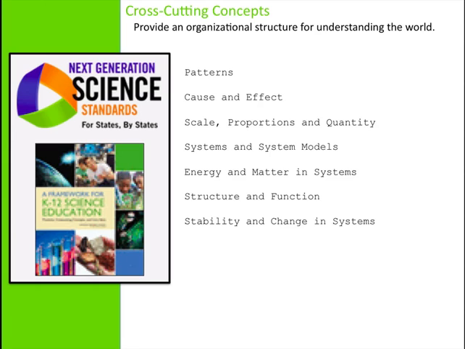The next dimension is cross-cutting concepts. So cross-cutting concepts are the concepts or ideas that stretch across all the different disciplines of science. And the benefit of focusing standards, or our teaching, on cross-cutting concepts is that it helps provide students with an organizational structure for understanding the world. So there's 7 cross-cutting concepts, again, that build kindergarten through 12th grade: patterns, cause and effect, scale, proportions, and quantity, systems and system models, energy and matter in systems, structure and function, and the last cross-cutting concept is stability and change in systems.